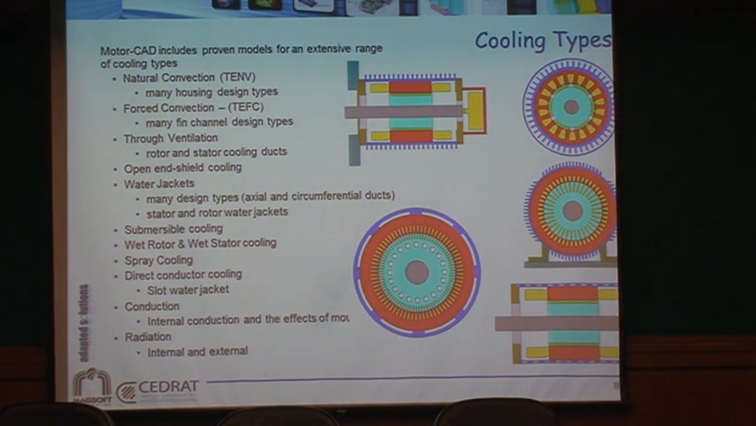Submersible cooling, so that means the motor is completely submersed. There is a possibility to do wet rotor and wet stator cooling, spray cooling, direct conductor cooling. This is it, it's a slot water jacket. Conduction, radiation, internal and external. So you can see the different types of housing with the fins, different types of fins with the cooling around. We have here a water jacket, or maybe it's a fluid basically. It could be something else. It doesn't have to be water. And here's the same kind of stuff.